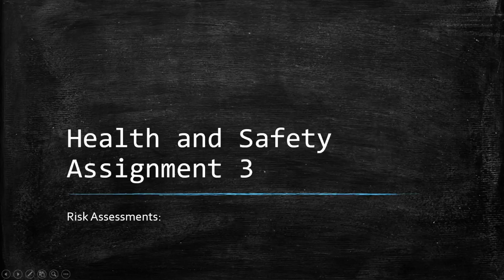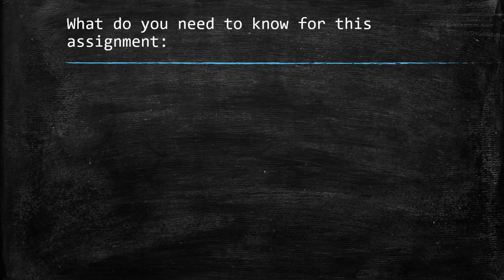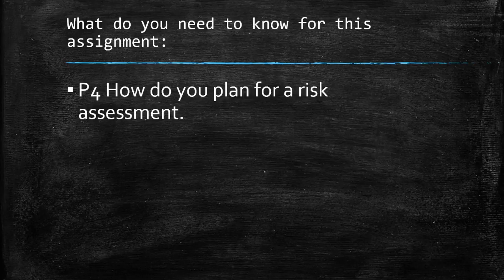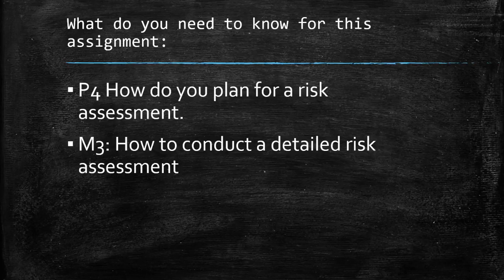Health and safety assignment 3, risk assessment. So the first thing to do is to think about how you plan for risk assessment. So what do you need to know for this? Plan for risk assessment P4. M3, conduct a detailed risk assessment. So we want you to actually make one.